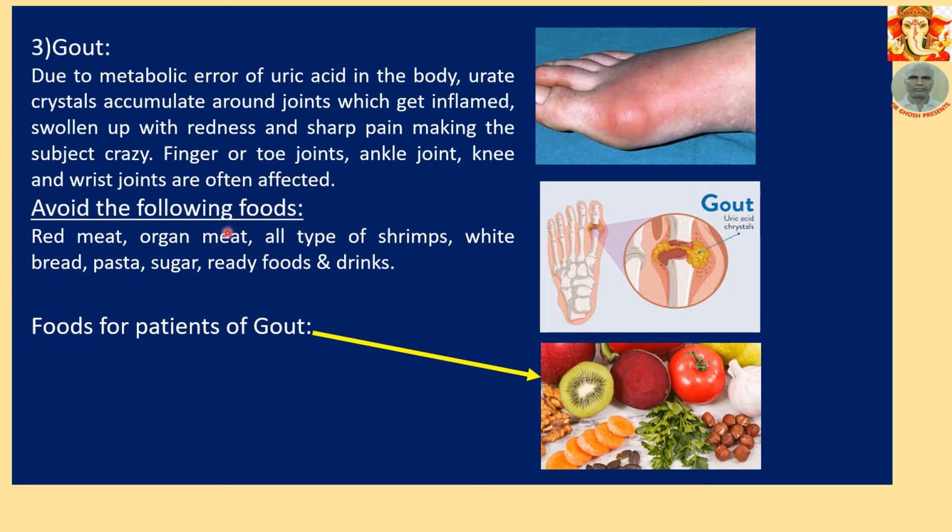Avoid the following foods: red meat, organ meat, all types of shrimps, white bread, pasta, sugar, ready food, bakery items. Food for gout patient. These are the common foods which are beneficial for a gout patient. You can just see the type of food, and that is the most important food that will be beneficial for a gout patient.